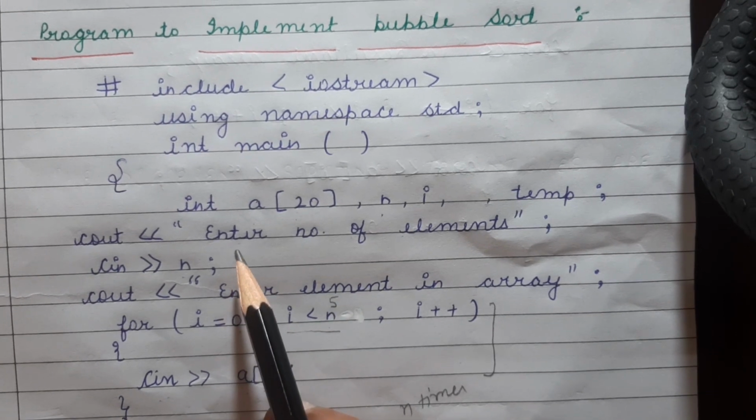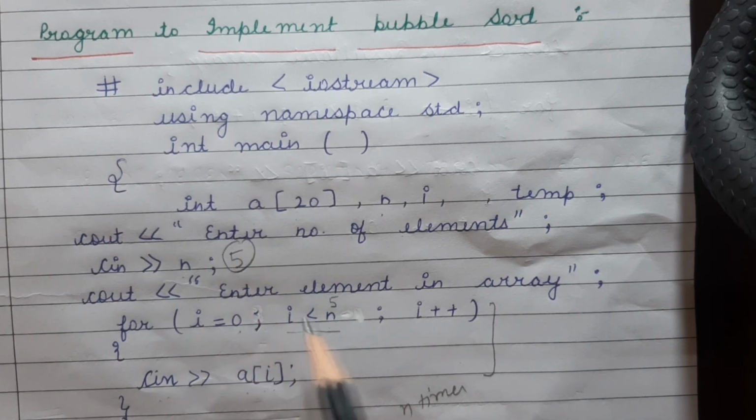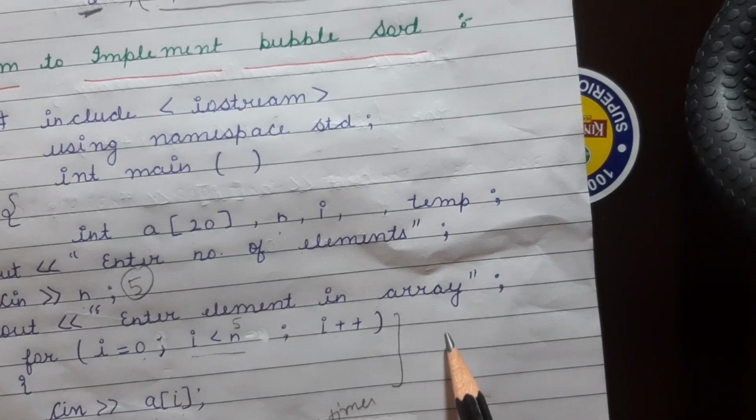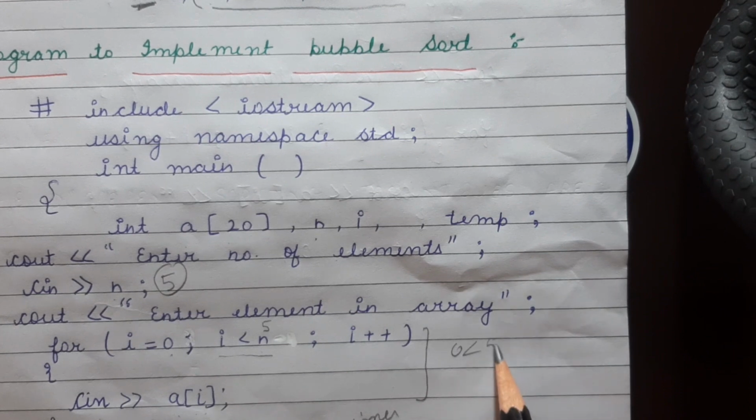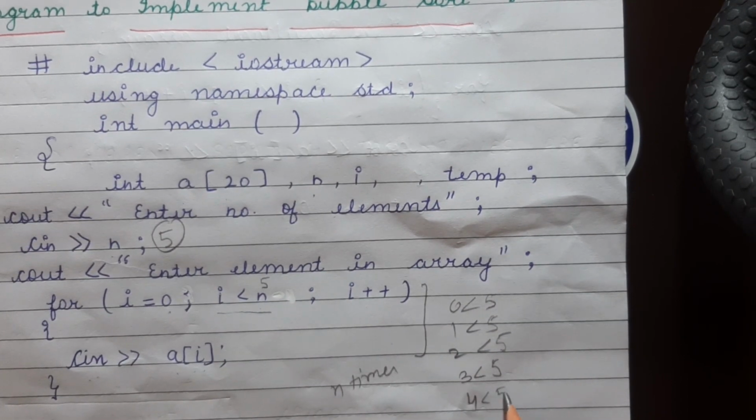Suppose you input the value of n as 5. Now 0 less than 5, condition true. 1 less than 5, condition true. 2 less than 5, condition true. 3 less than 5, condition true. 4 less than 5, condition true. 5 less than 5, condition false. So how many times? 1, 2, 3, 4 and 5. So 5 elements are entered using this for loop.